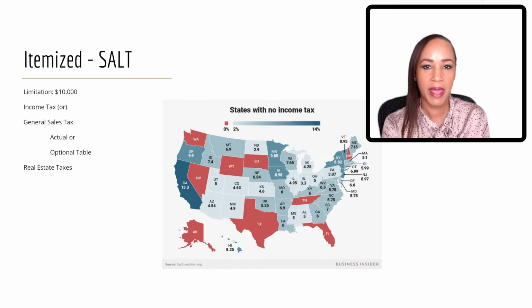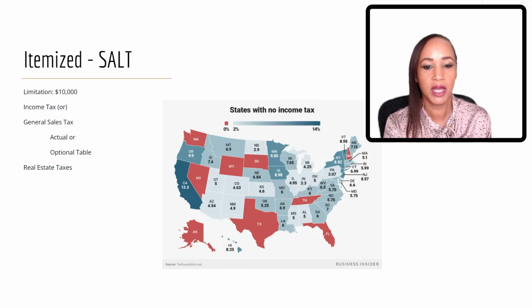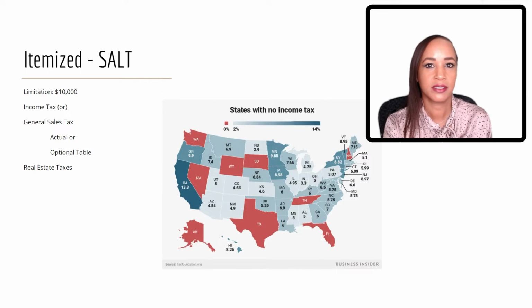Provided a little map here of all of the states with no income tax. So if you're in a state with no income tax, and you likely know whether you're in a state with income tax or not, you're going to be taking the general sales tax. If you are in a state with income tax, then you do want to look at whether that general sales tax is going to be higher than the income tax and take either or.